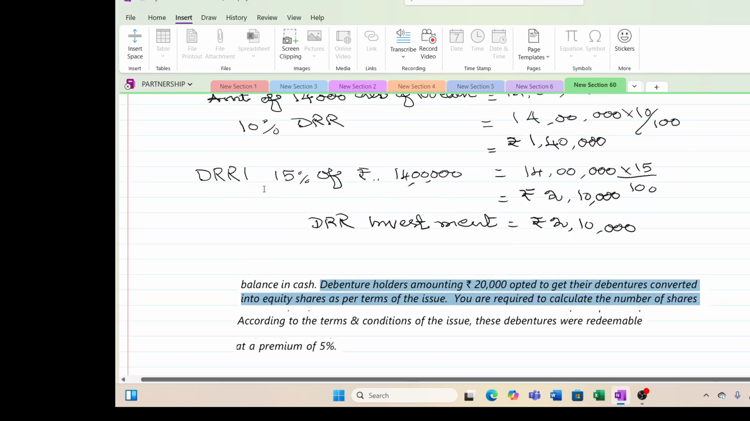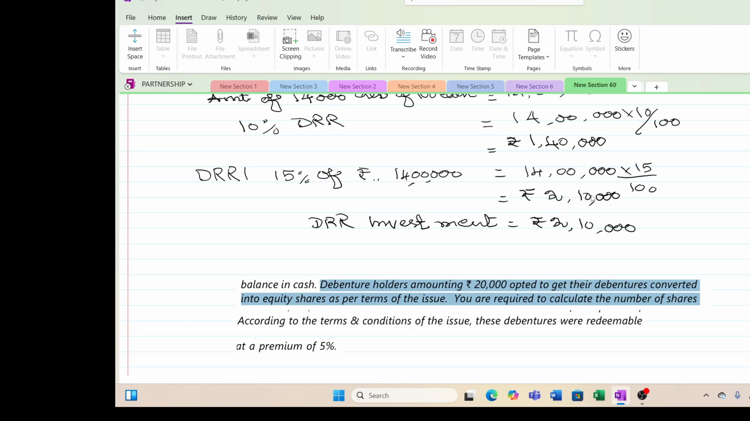Okay. Now DRR investment will also be created, 15% of the non-convertible portion. So 14 lakh into 15% comes to 2 lakh 10,000. This 2 lakh 10,000 is sold at par at the time of redemption. So they ask us the journal entries for this. You have to keep here one thing in mind when calculating the number of equity shares.